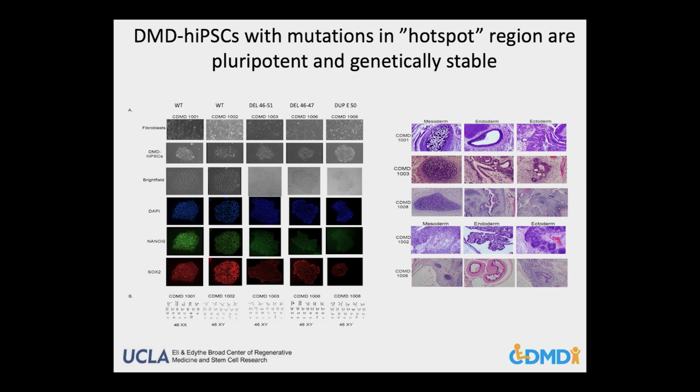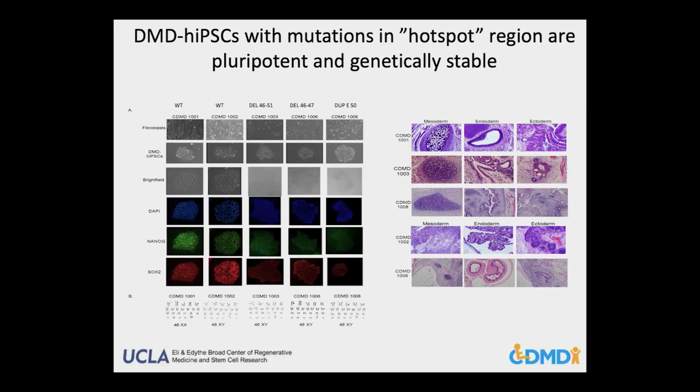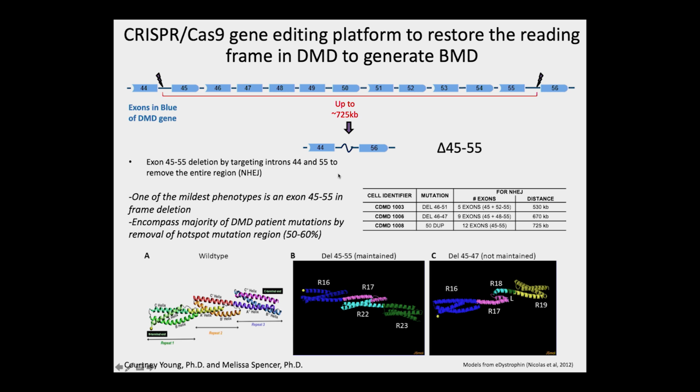So we wanted to develop DMD iPSCs in the lab, specifically to generate a disease model for those patients that have a hotspot region mutation, which turns out to be mutations in exons 45 to 55. In the clinic at UCLA, we were able to obtain patient fibroblasts with mutations within this region, either 46 to 51 or 46 to 47 duplications, and we were able to derive pluripotent stem cell lines from these. These are karyotypically stable and form teratomas.